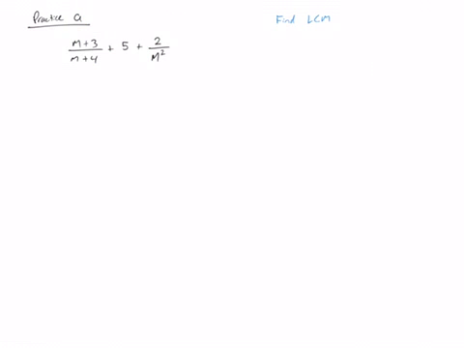Alright, so this is practice A. The first thing I want to do here is find the least common multiple of all these denominators. So I'm going to write this 5 as 5 over 1, because remember, 5 divided by 1 is still 5. This first one has a denominator of m plus 4. My second one has a denominator of 1. And my third one has a denominator of m squared.